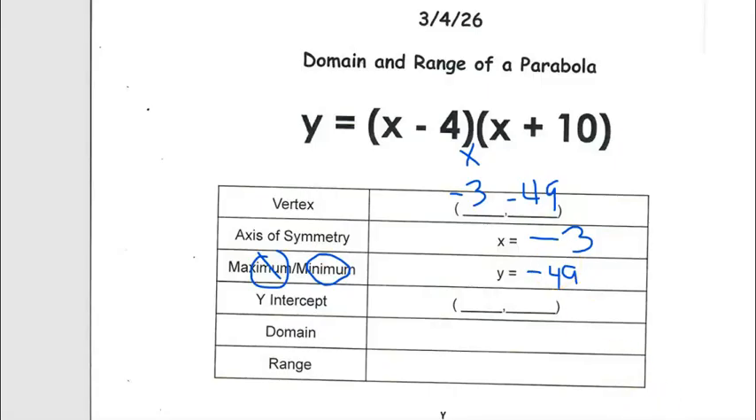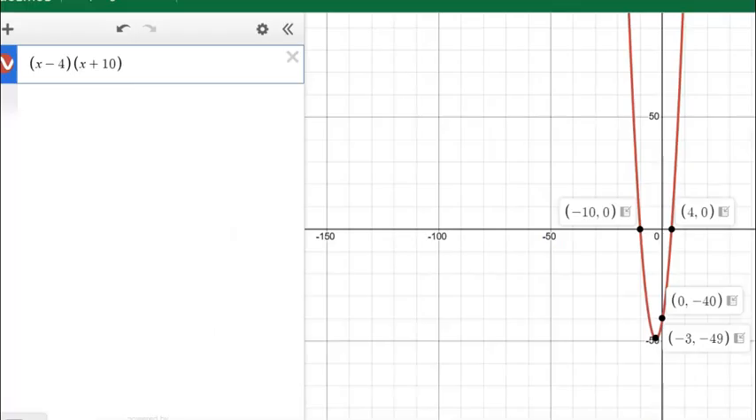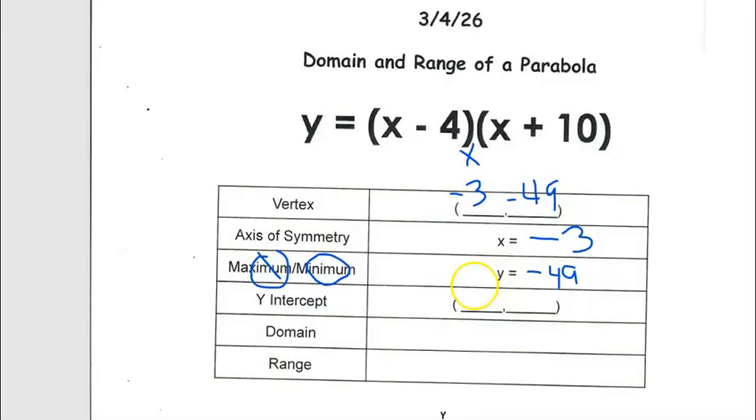Next, we'll look at the y-intercept, which is this one, (0, -40). Whatever lies on the x-axis, whenever it crosses it, (0, -40). Okay.